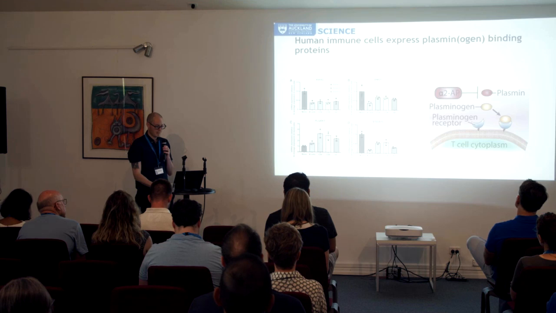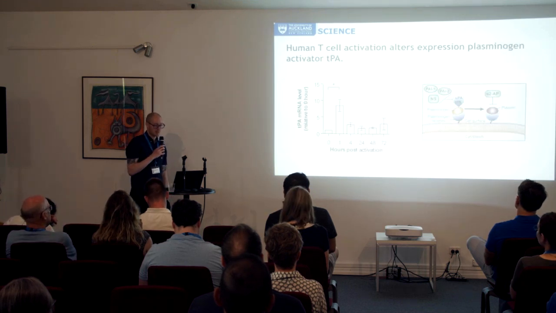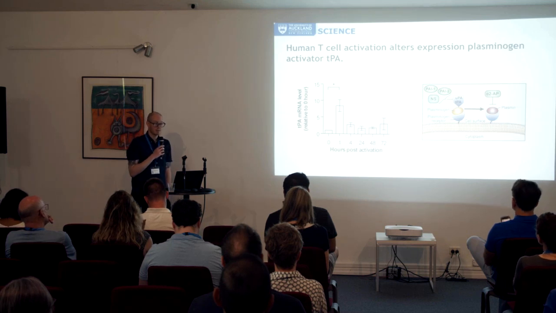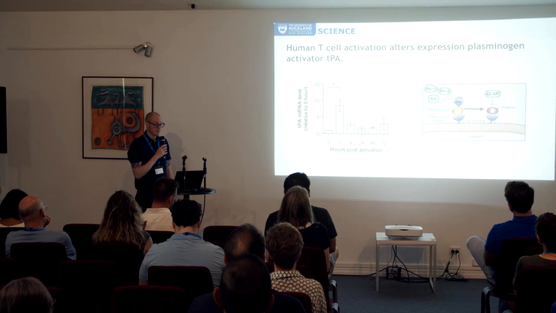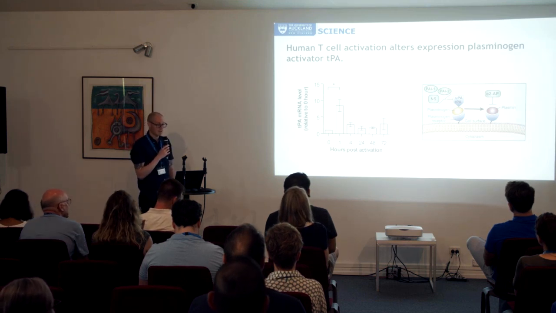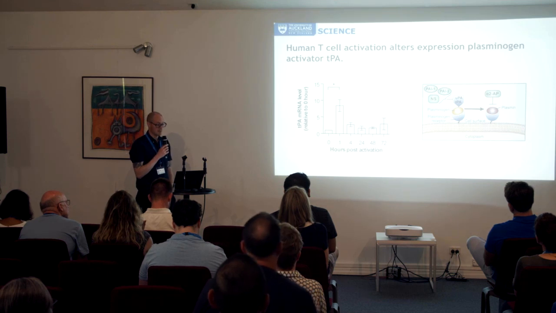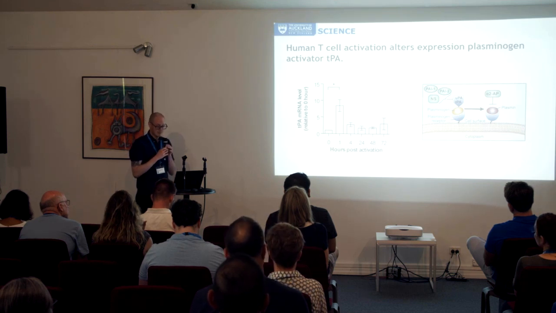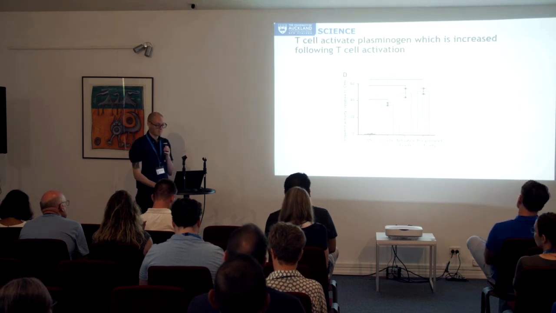So the next thing that we found was that human T cells actually express TPA as well, and when the T cell receptor is stimulated, this expression jumps up pretty quickly. So 1 hour post-activation, we see a big increase of mRNA expression of TPA, which then drops off pretty rapidly again to close to baseline. So another indication that T cells can bind plasminogen and activate it and use it for something. But what could they use it for?